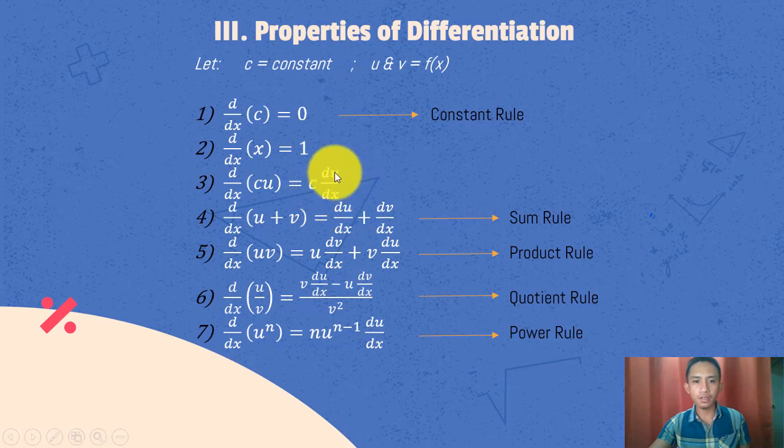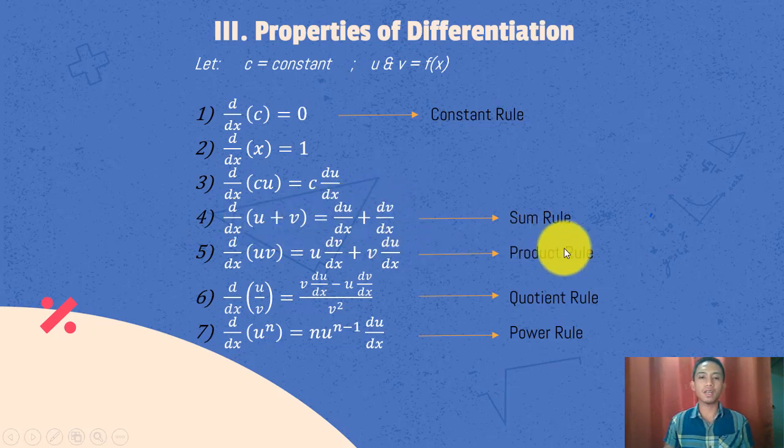And then the fourth one, we call the sum rule. It could be plus or minus, but generally it is called the sum rule. If you have two different functions added or subtracted together, just like in limits, you can go inside and distribute your derivative. So you will have the derivative of u plus the derivative of v.